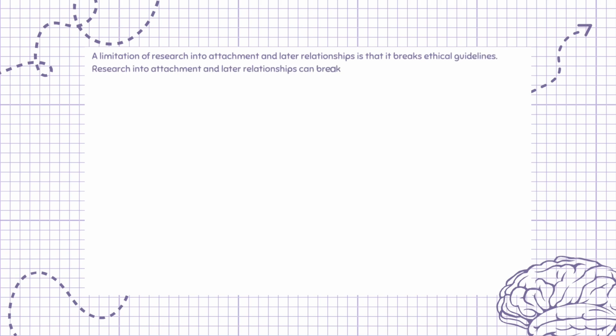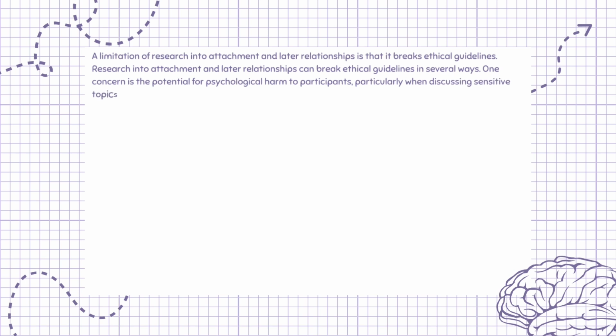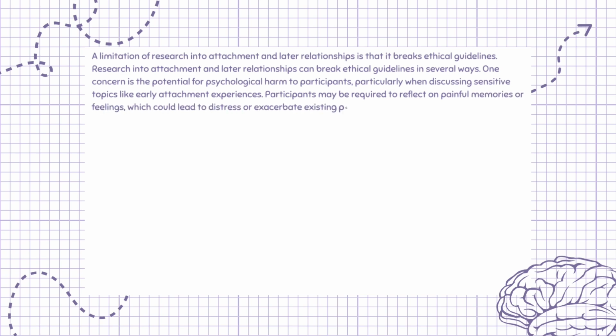A limitation of research into attachment and later relationships is that it breaks ethical guidelines. Research into attachment and later relationships can break ethical guidelines in several ways. One concern is the potential for psychological harm to participants, particularly when discussing sensitive topics like early attachment experiences. Participants may be required to reflect on painful memories or feelings, which could lead to distress or exacerbate existing psychological issues. Another ethical issue is informed consent.